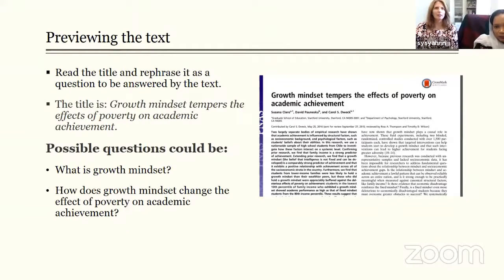So what does that mean? If we're looking at this title, Growth Mindset Tempers the Effects of Poverty on Academic Achievement, we want to be able to rephrase this or move things around to make it more like a question. For example, what exactly is growth mindset? And how does growth mindset change the effect of poverty on academic achievement?